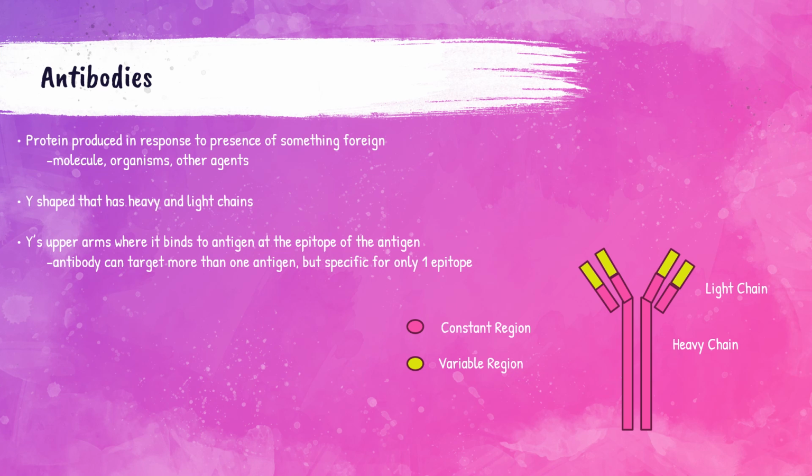So there are 2 identical heavy chains, and that determines the subclass, so G, A, M, D, or E. The light chain is either kappa or lambda. Now you will see in this picture I created here, there's a constant region and a variable region. The variable region is this yellowish color on the upper arms of the Y, and this is where the antibody binds to the target antigen. This region of the antigen is called the epitope. So the region on the antigen that is recognized by the antibody here is the epitope. Now the pink area, or the constant region of the antibody, remains constant across different antibodies of the same type.